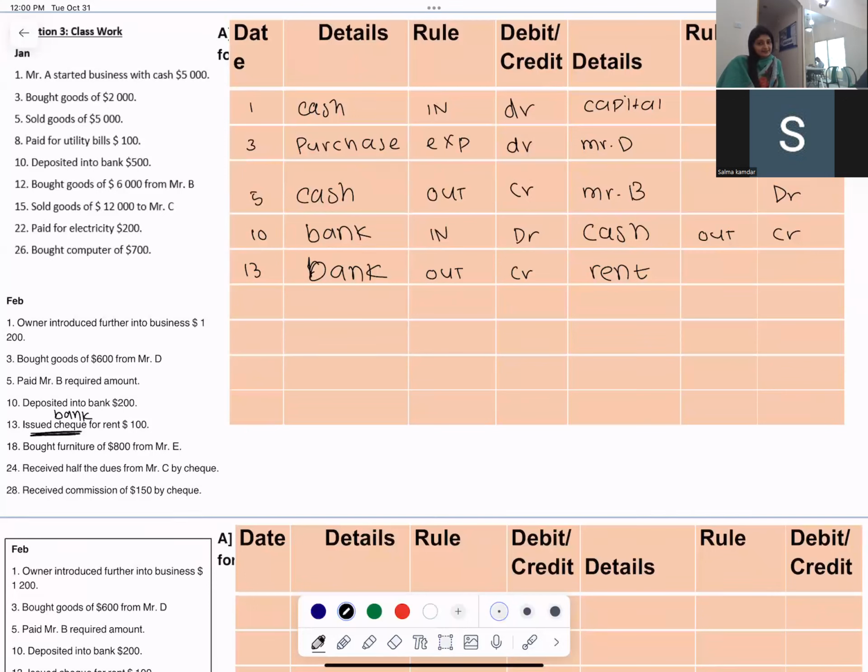Rent is which account: real, personal, or nominal? Nominal. What is the rule of nominal? I have given a check, that means I have paid a check. For what? Expense. That means rent is an expense. Remember always that you pay expenses and you receive income. Okay, go to the next one.